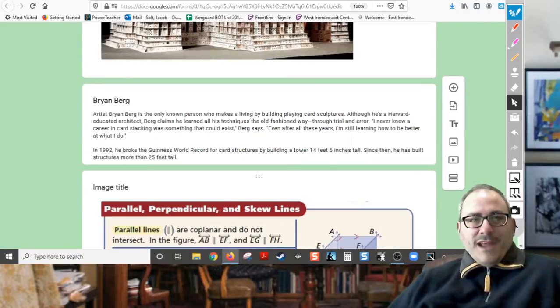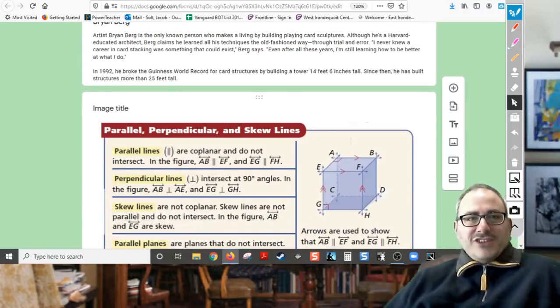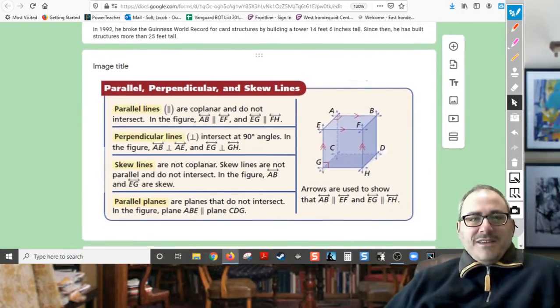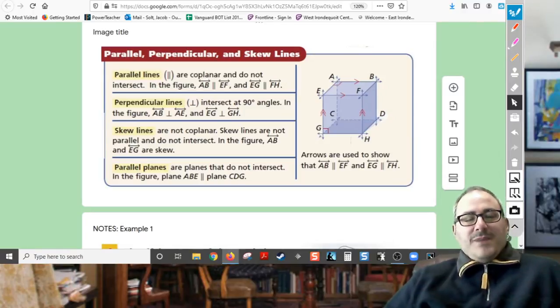His name is Brian Berg, and you can read about him. He's a Harvard-educated architect, and he builds these little structures. So let's go review some of our vocab again.